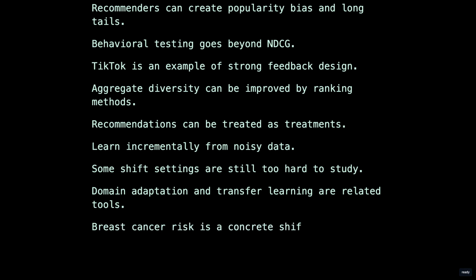A medical example helps because the distribution problem is easy to see when the population changes. Models trained on one group may not behave the same way on another, so the shift is not abstract at all.